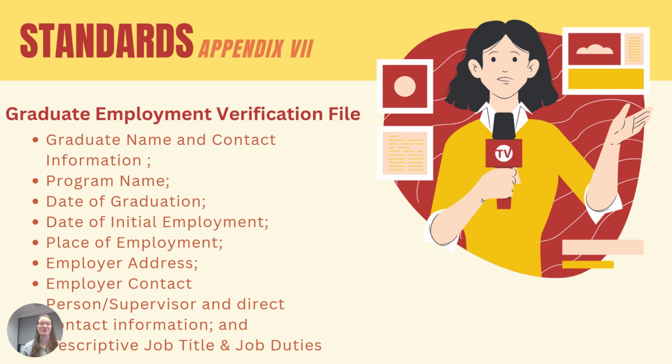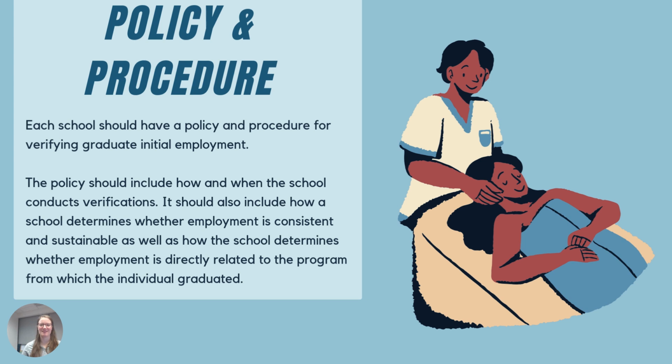Now, how can you be sure that you collect all that stuff? A good policy and procedure. Your policy and procedure should include information as to how and when you conduct verifications. It should also explain how a school determines whether employment is consistent and sustainable, as well as how the school determines whether the employment is directly related to the program from which the individual graduated.